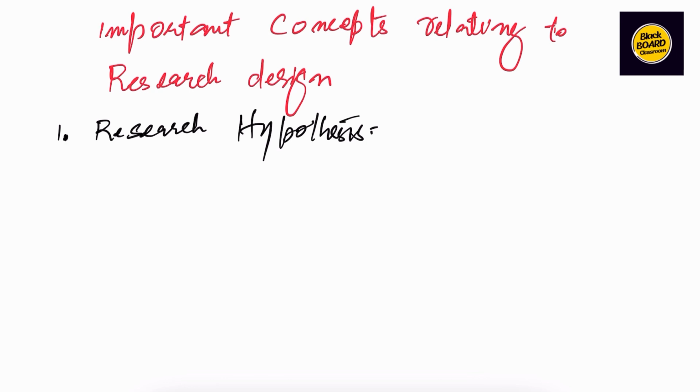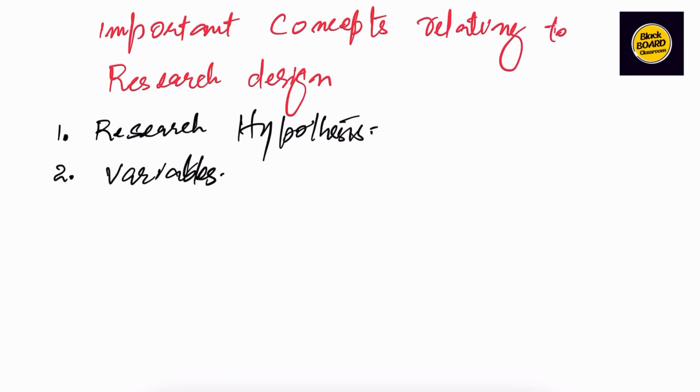The second important concept in research design is variables. These are basically the characteristics or factors that can vary and are studied within the research. They can be independent or manipulated variables, or dependent or measured variables. These are important concepts in your research design.